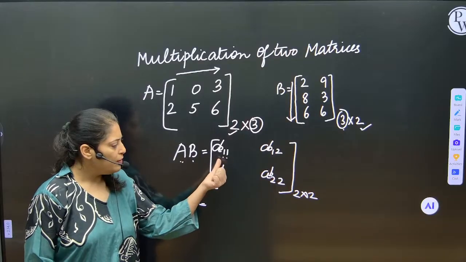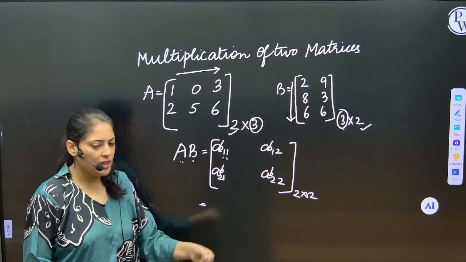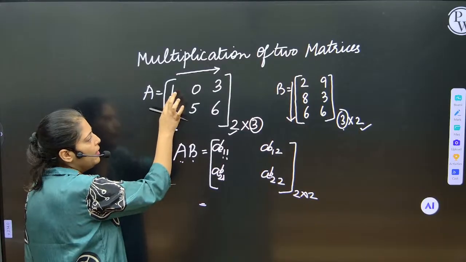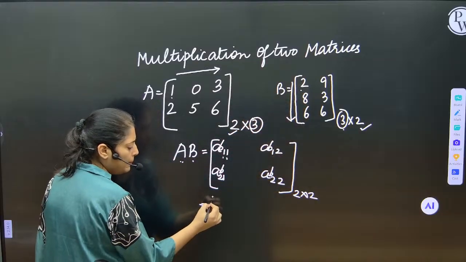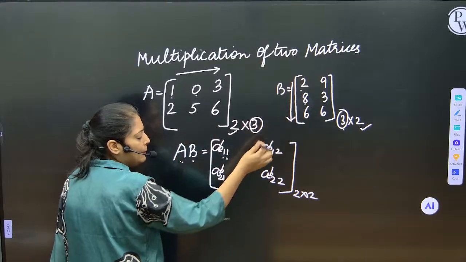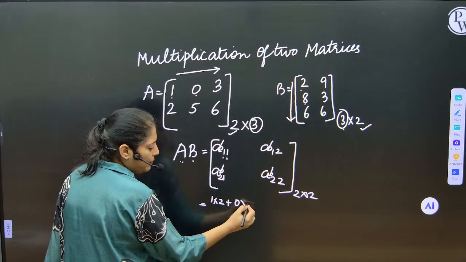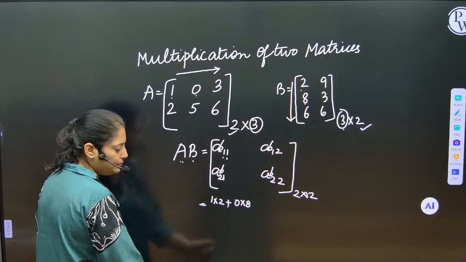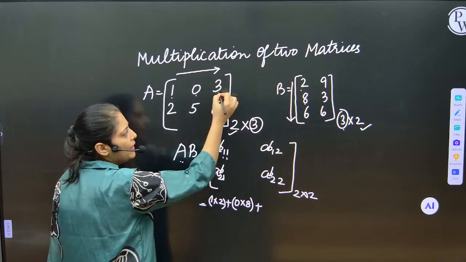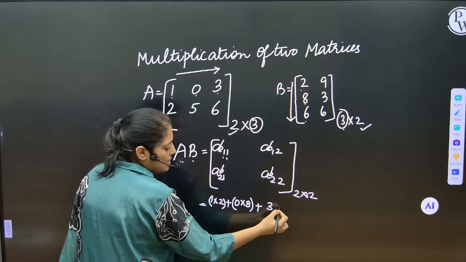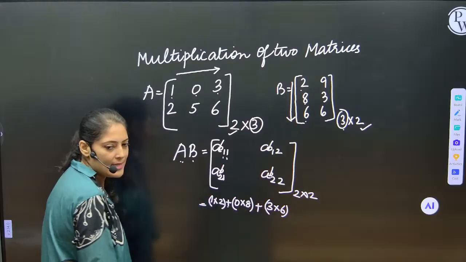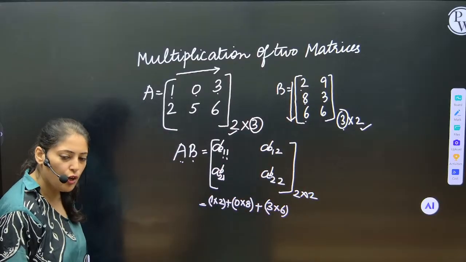1 1 means first row with the first column. I will multiply correspondingly, but 1 will be multiplied with 2. 0 will be multiplied with 8. Inside, a plus sign will come. 3 will be multiplied with 6. This is the first row getting multiplied with the first column of the next matrix.